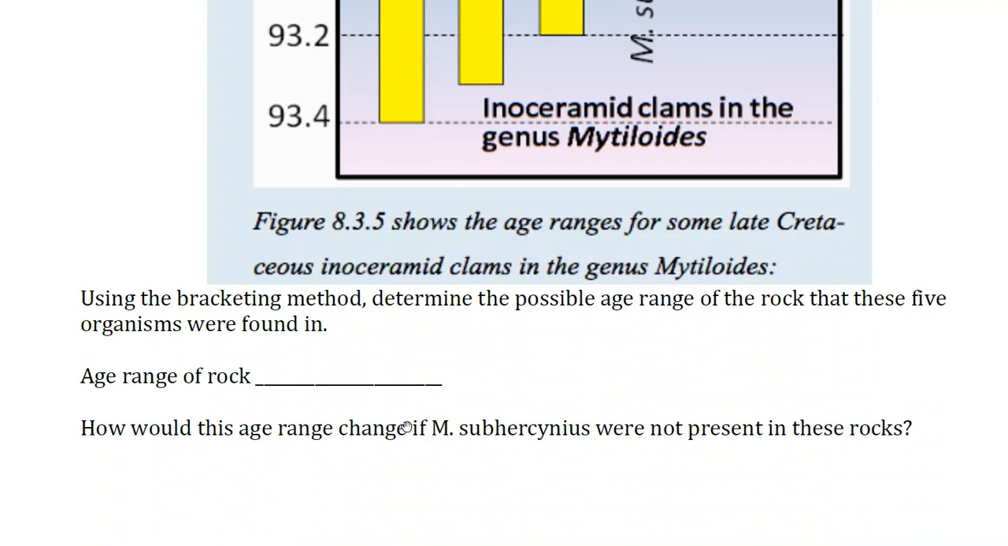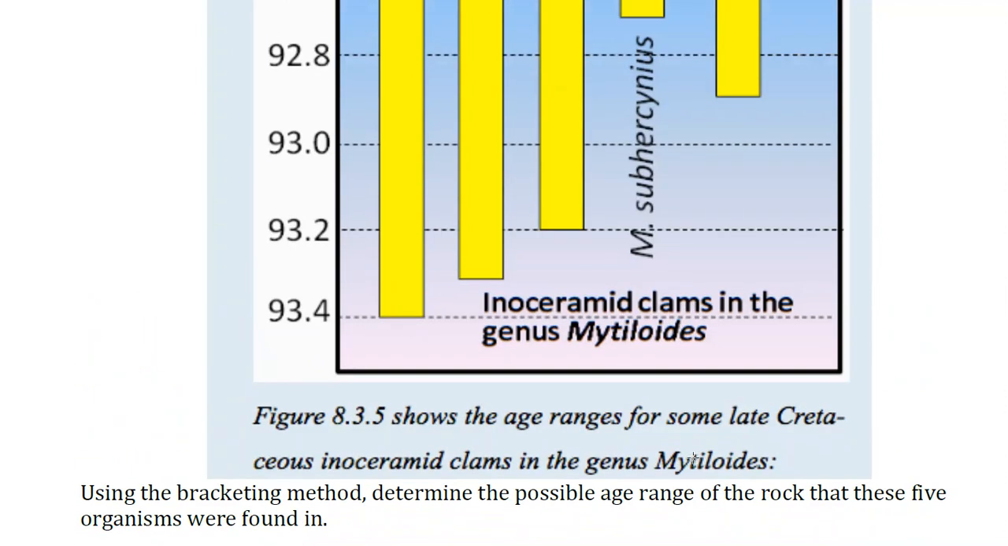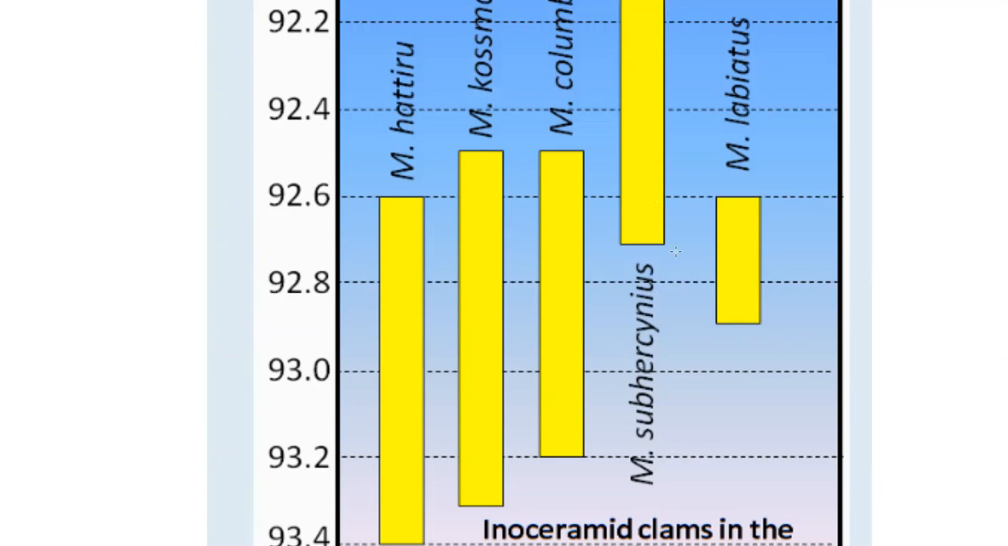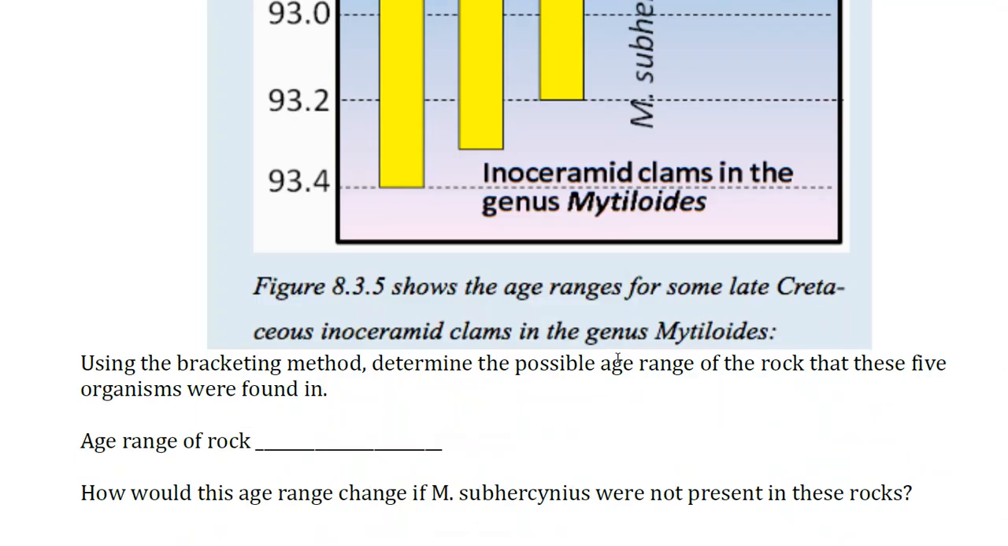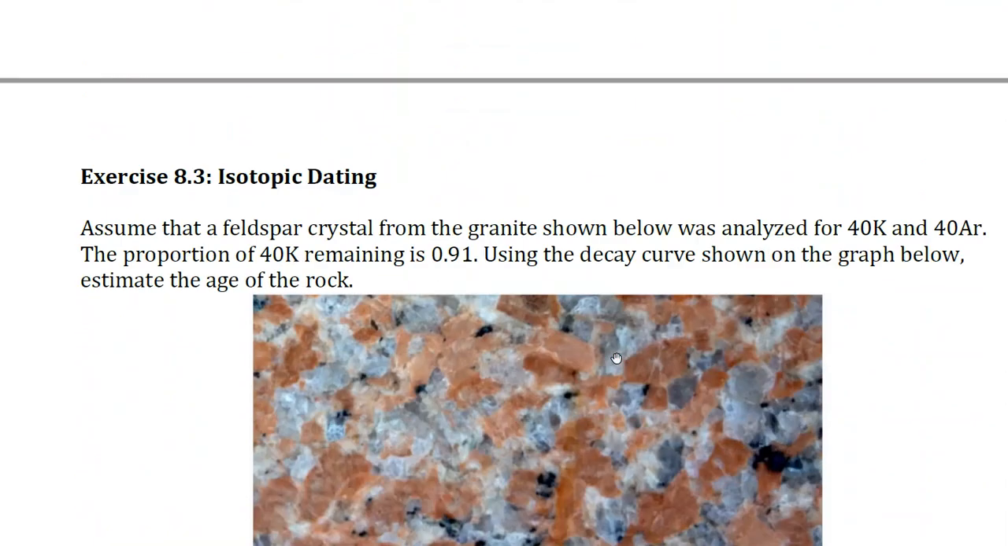How would this change if somebody were not present? If this guy were not present, then the age range would go from the base of Labiatus here at 92.9 to 92.6. So it'd just be the age range of this one, because that's the only time this guy coexisted. We're skipping this guy, but we're including these two. So it'd be between 92.6 and 92.9. That's how you want to figure that one out.